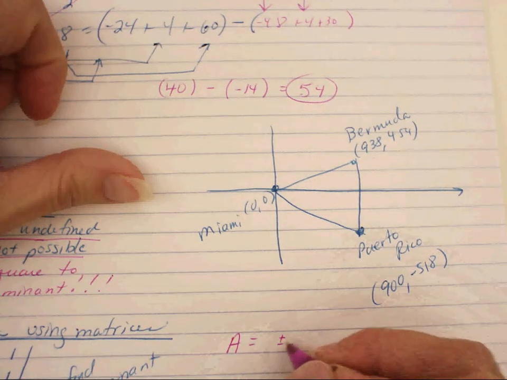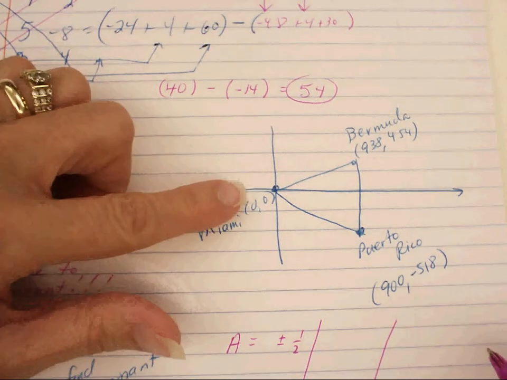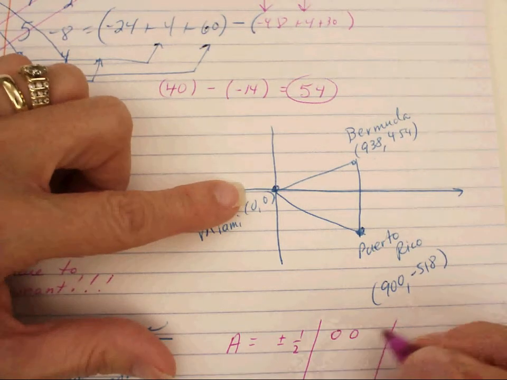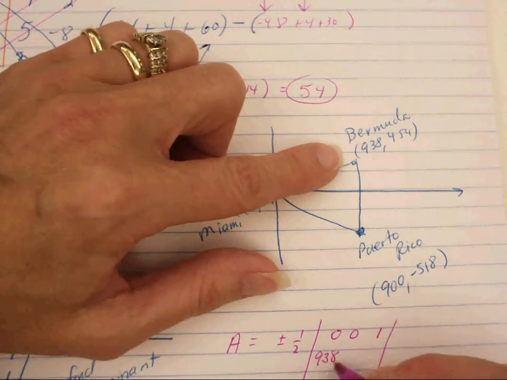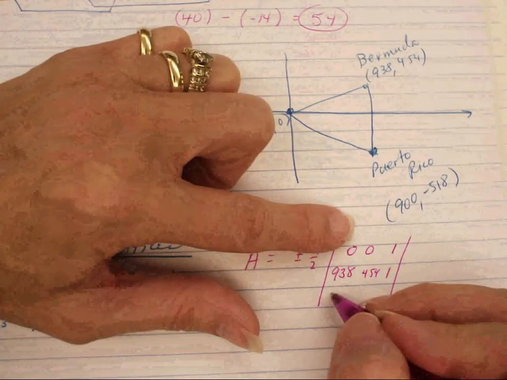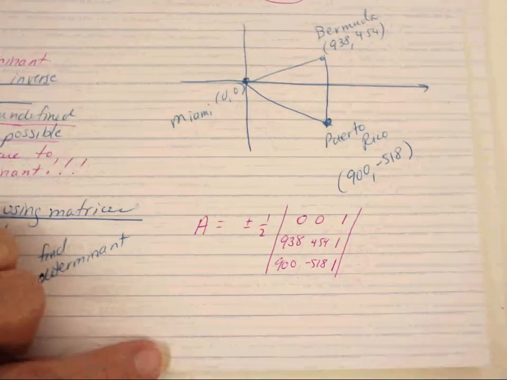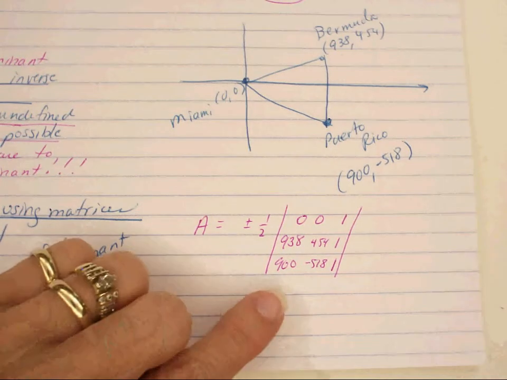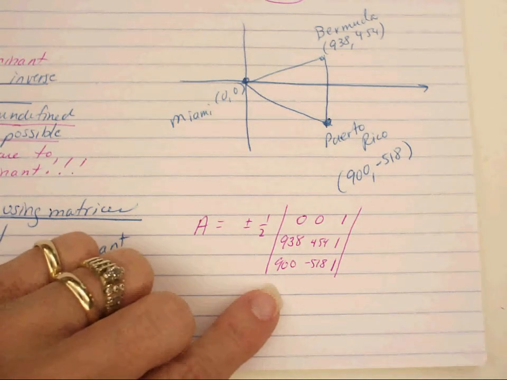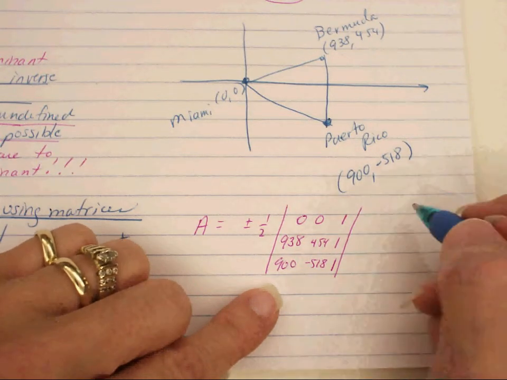Now, if we use the matrices formula, we would say area equals plus or minus 1/2. I'm going to start with the point 0, 0 as my x1, y1. Then I'm going to go to Bermuda, going clockwise, 938, 454, my placeholder's 1. Then I'm going to go to Puerto Rico, 900, negative 518, placeholder 1. What is the next step we did yesterday when we had a 3 by 3? We had to find the determinant.